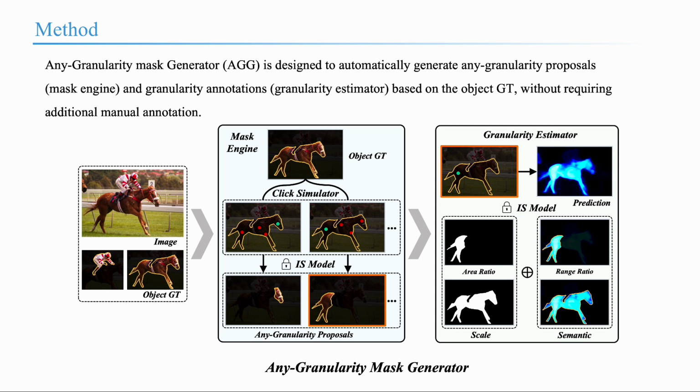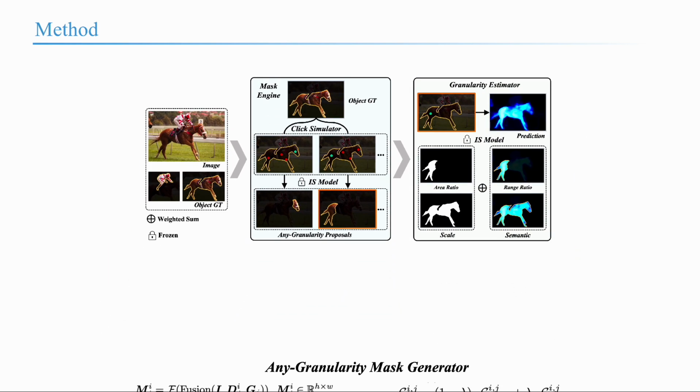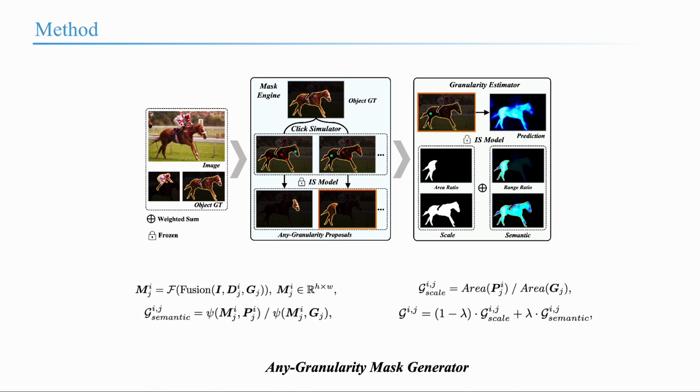Specifically, AGG consists of two key components: a mask engine and a granularity estimator. The core of the any granularity mask generator is the automatic generation of abundant mask granularity pairs. To achieve this goal, we exploit the semantic property of the pre-trained IS model to segment local concepts and object parts by simulating appropriate interaction clicks.